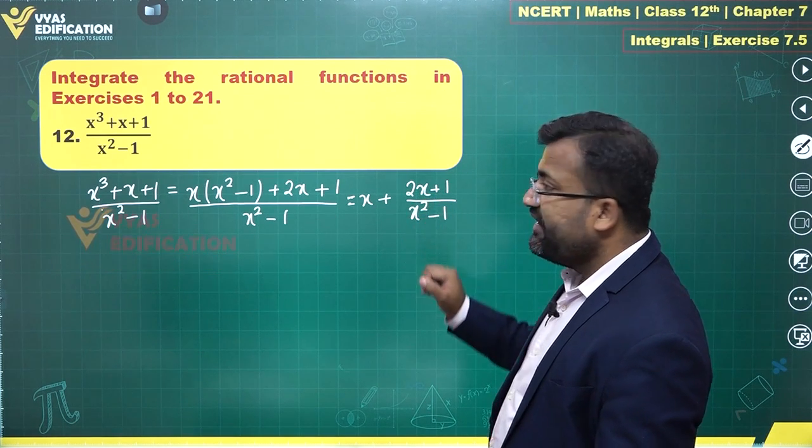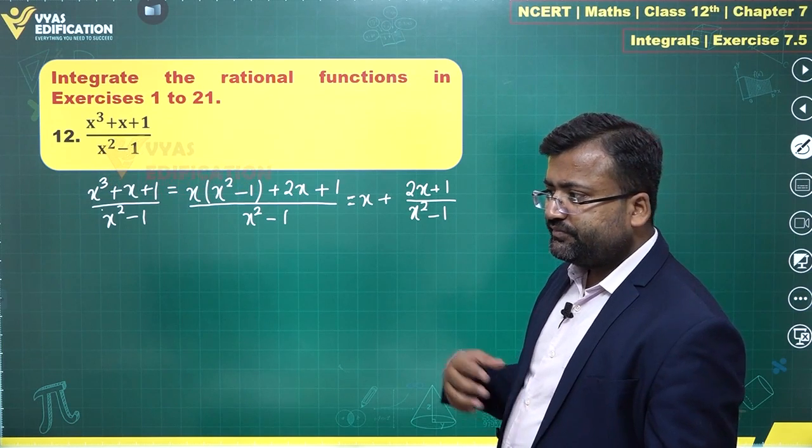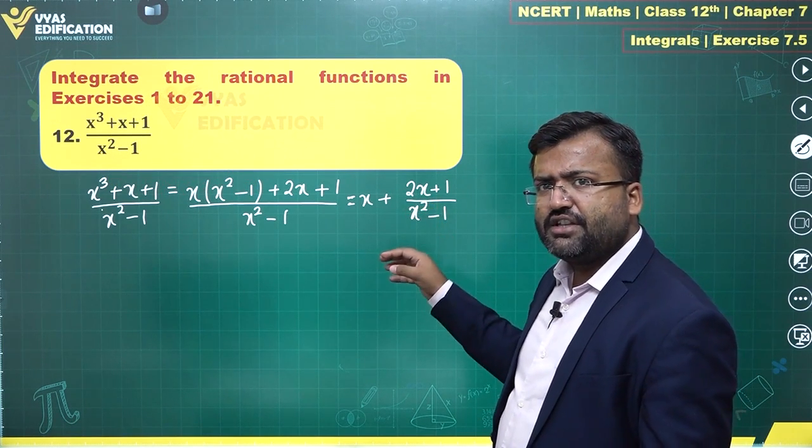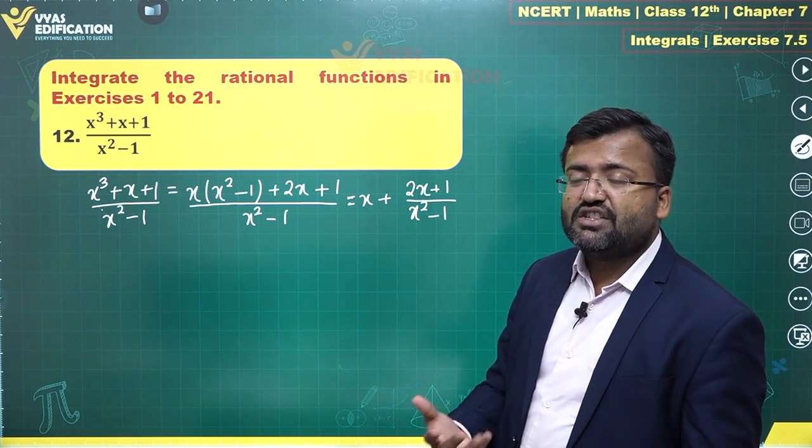Since for x square minus 1 the derivative is 2x, this is already written in that particular form. So 2x can be handled separately: 2x upon x square minus 1. This is derivative upon this. It becomes dt upon t, which is log mod t.